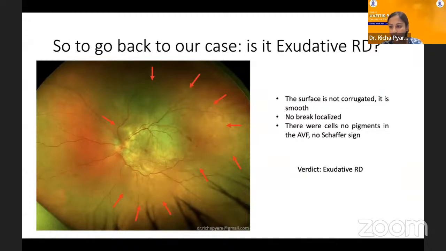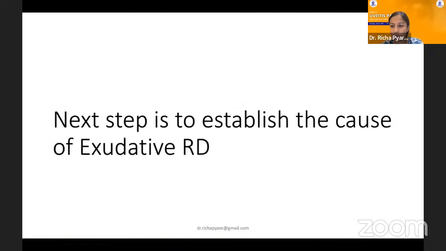So is it exudative retinal detachment? The surface is not corrugated. It is smooth. No break was localized. There are cells, no pigments in the AVF. There was no Schaefer sign. The verdict is yes, this is exudative retinal detachment. So the next step is to establish the cause of the exudative retinal detachment.